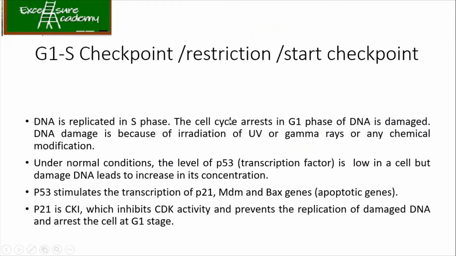Now coming to the G1/S checkpoint. DNA is replicated in the S phase. The cell cycle arrests in the G1 phase if the DNA is damaged. Now this DNA damage could be because of gamma rays or any other chemical modification. In normal conditions, the level of P53 is low, but if the DNA is damaged, then its concentration increases.